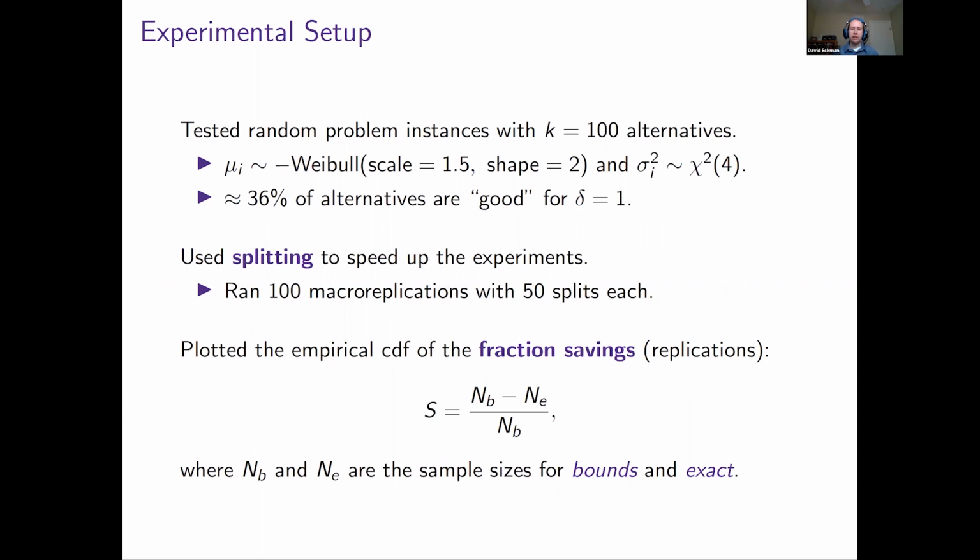And a quantity of interest here that we're going to be plotting is the fraction savings. So I'm defining that here as how many fewer samples would we take by exactly checking the stopping rule, and then dividing that by the number of samples that you would take having used the bounds. So that's S. And to interpret the slides that follow, which are CDFs, if a curve is towards the upper left corner, it's indicating very few savings, while if it's pulled away from the upper left corner, that's indicating more substantial savings.